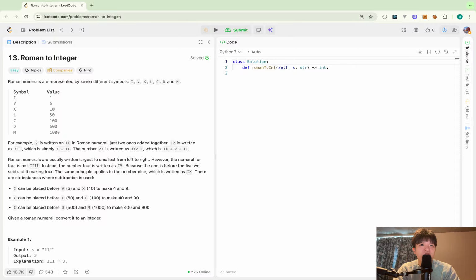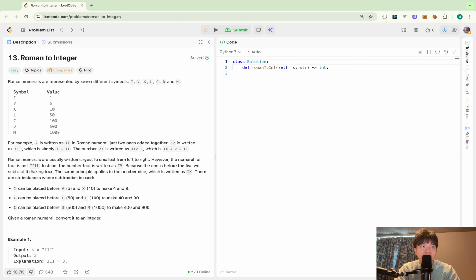However, the numeral for 4 is not IIII. Instead, the number for 4 is written as IV. Because the I is before V, we subtract it, making 4, negative 1 plus 5. The same principle applies to the number 9, which is written as IX, which is negative 1 plus 10.